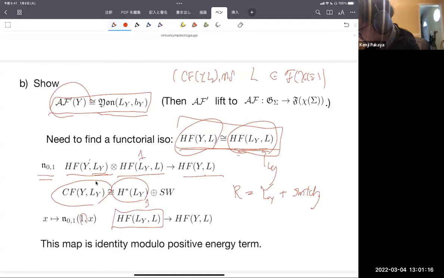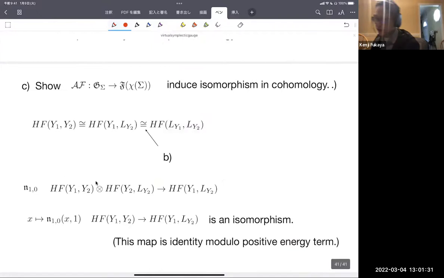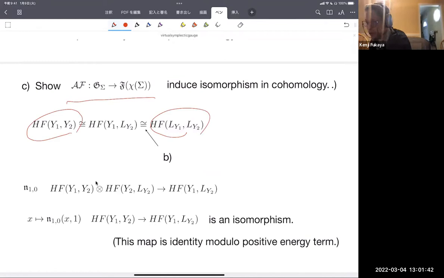And the proof that it's an isomorphism is based on the fact that if you calculate the energy zero part of this map, then this is an identity map. I'm sorry, this is the last slide. So I want to finish. This is the last slide. So the last step is just to show that this is an isomorphism on cohomology. So we need to prove that this guy, this is the instanton Floer homology, is isomorphic to the Lagrangian Floer homology. But in part B, we proved that this guy is equal to this guy, right? We can replace this by one.